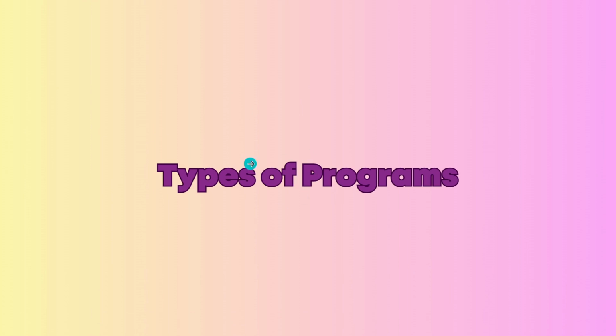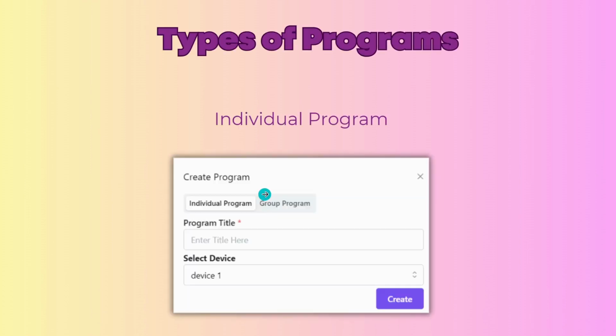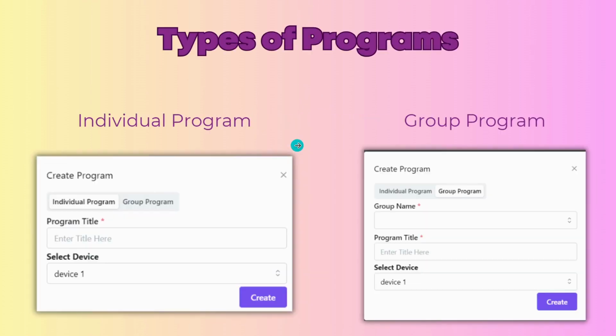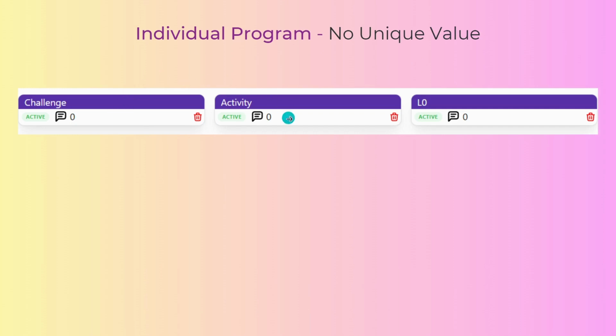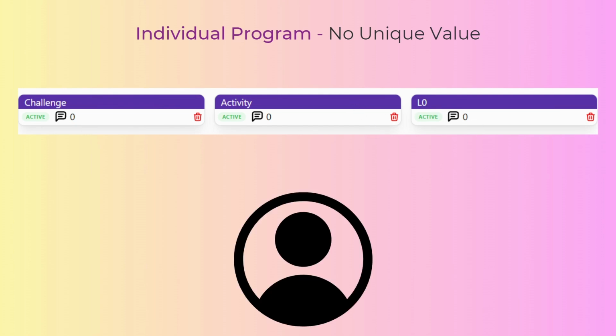In our programs, there are two types of programs. One is the individual program and the other is the group program. What is the difference between the individual and the group program? In the individual program there is no unique value. What does that mean? Let's say I have created three programs: challenge, activity, and L0. There is no restriction at all. A person can be a member of challenge, activity, and L0 all together.